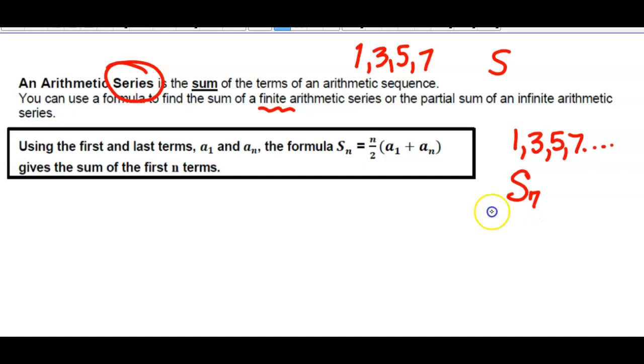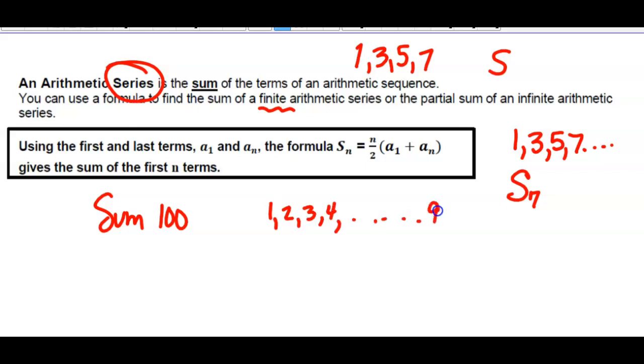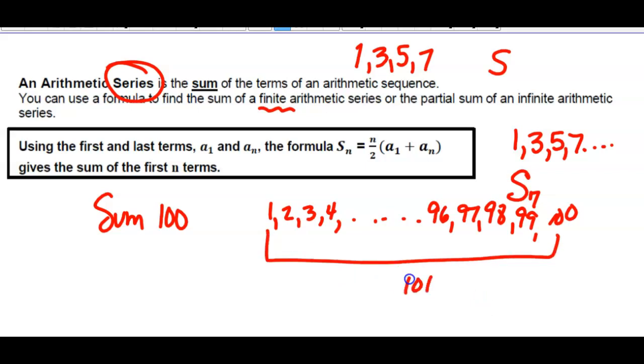Now, let me show you a little magic here. If I said, what is the sum of the first 100 natural numbers? You could write 1, 2, 3, 4, and when you get to the back, you'd have 96, 97, 98, 99, 100. Now, if you wanted to add all those up, look what happens. 1 plus 100 is 101. 2 plus 99 is 101.